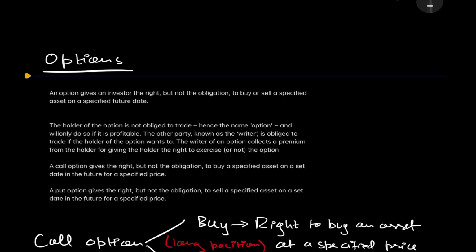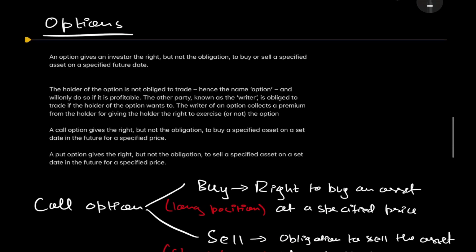The buyer of a call option, the person who takes a long position on a call option. Remember, buying something is the same as taking a long position. So the buyer of a call option has the right to buy a specified asset on a specified future date. The buyer or the holder of a put option has the right but not the obligation. Under options you have a right but no obligation to sell a certain specified asset at a certain specified price. Let's read through this and then I'll give you an example.